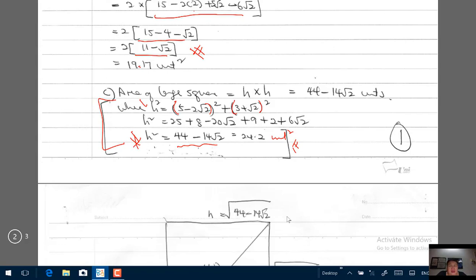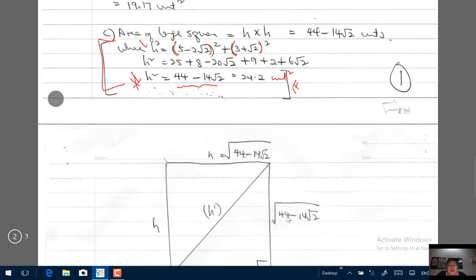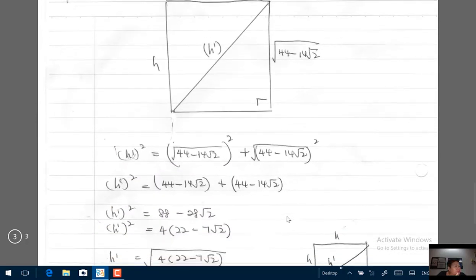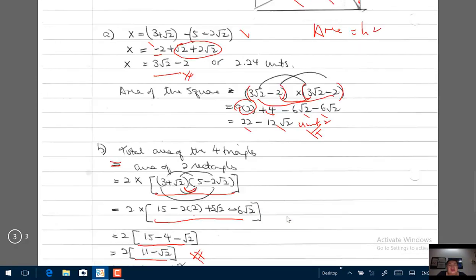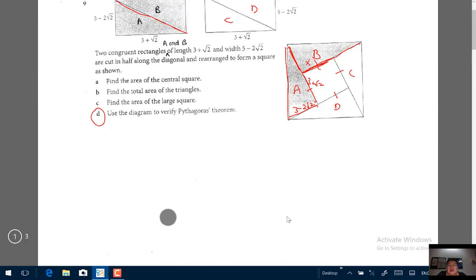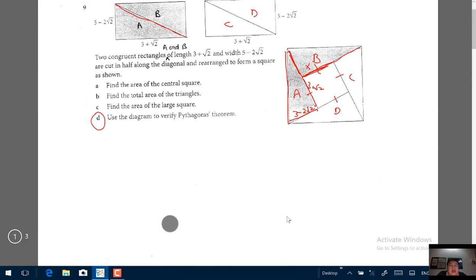Good. Okay, now a little bit more, take a deep breath. The last part of the question asks you to prove. Let's take a look at the question. Last part of the question: use the diagram to verify Pythagoras theorem.